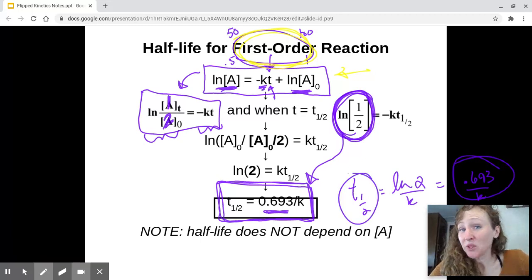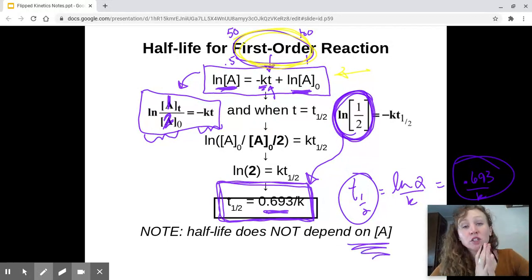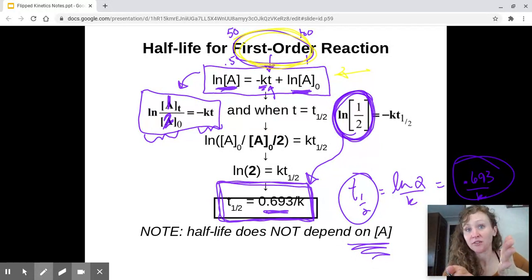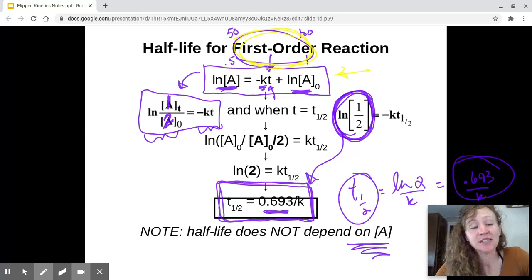This is really cool for a chemical reaction because our half-life in this K does not depend on our concentration. So for a first order reaction, as your concentration changes, the half-life actually stays the same. So the half-life at a concentration of 100 is the same as the half-life at a concentration of 75 and 50 and 25 and all the way down. The half-life stays consistent for a first order reaction, which makes this very useful.